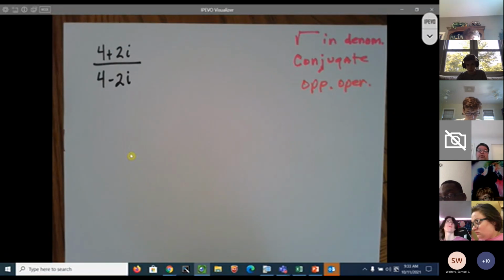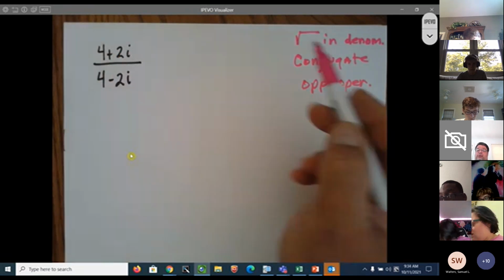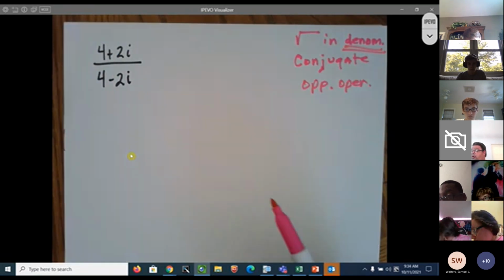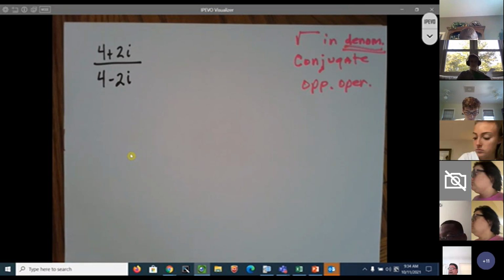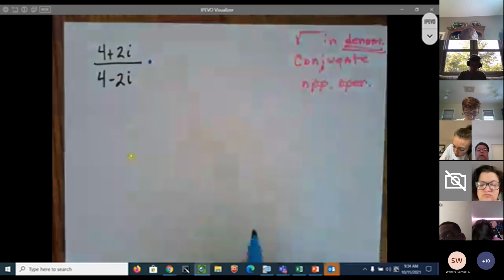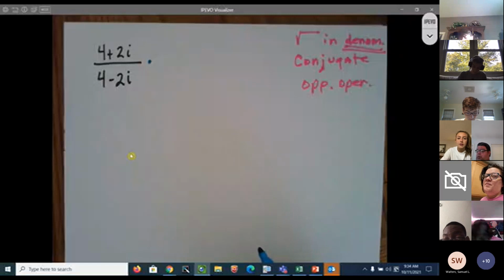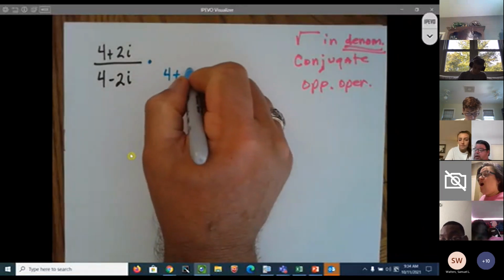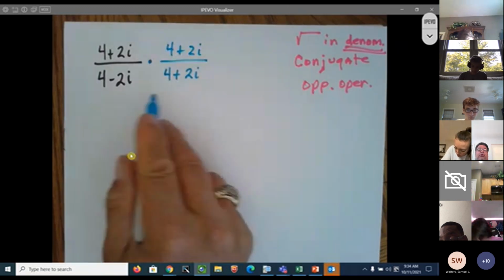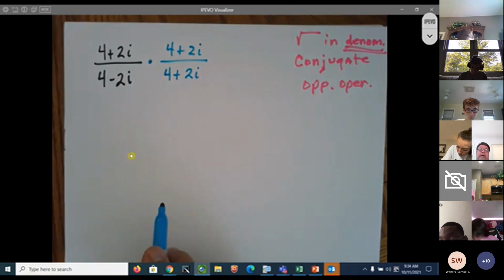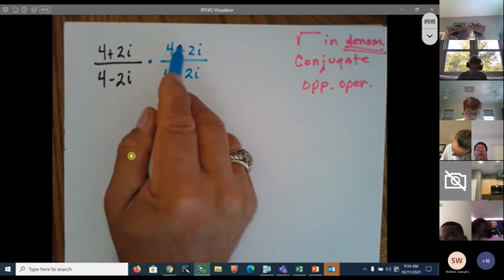Opposite operation. So somebody tell me, and you're going to zero in. You don't care about the numerator. You do not want a radical in the what? Denominator. So you're going to use the conjugate of 4 minus 2i, which is what? What's the conjugate of 4 minus 2i? 4 plus 2i. And if you do it on the bottom, you've got to do it on the top. That gives us shortcut number 3 on the bottom, and FOIL, or shortcut number 1, on the top.